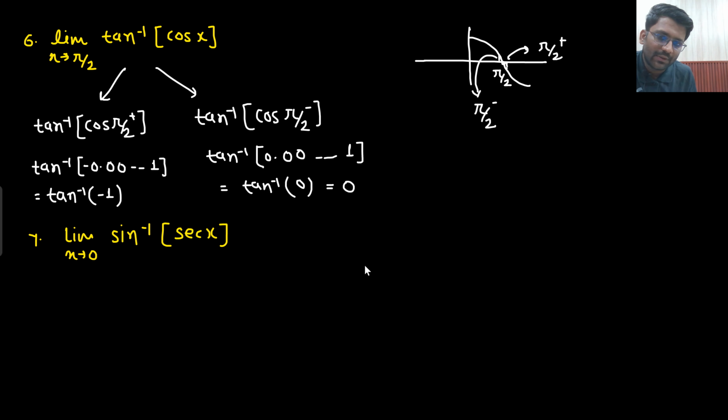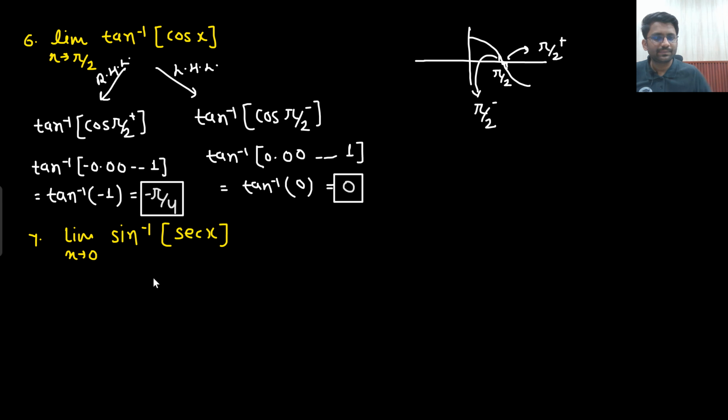What is the value of tan inverse 0? That is 0. So your left hand limit is giving you the answer to be 0, and what is your right hand limit giving you? Tan inverse -1 is nothing but minus pi by 4. So it is giving you the answer to be minus pi by 4. Is that clear to you?